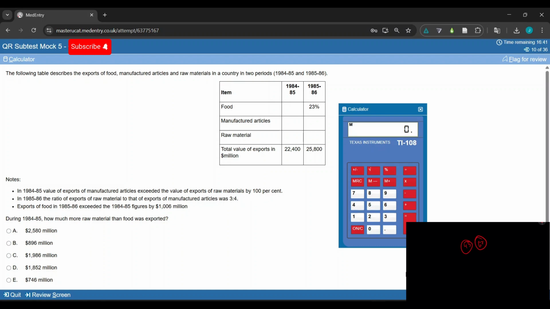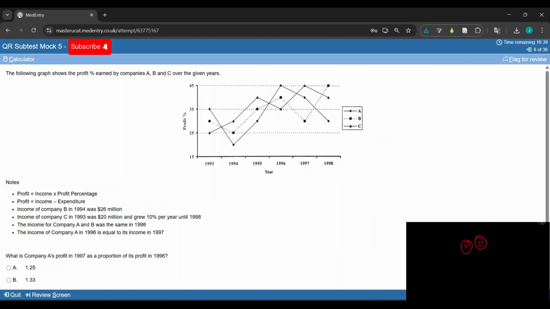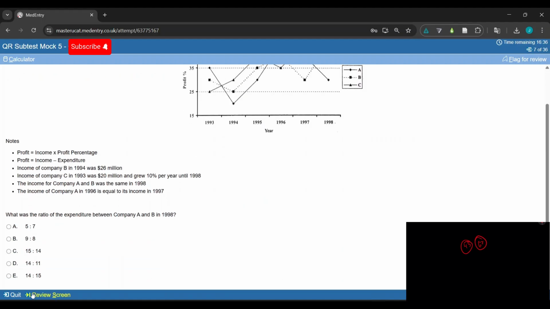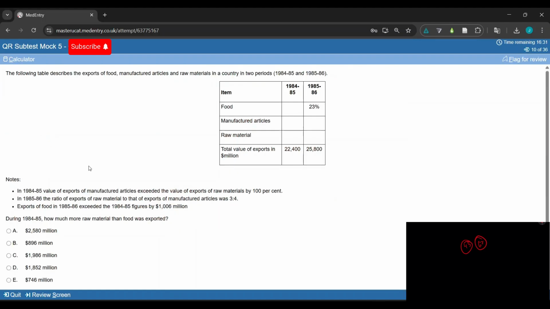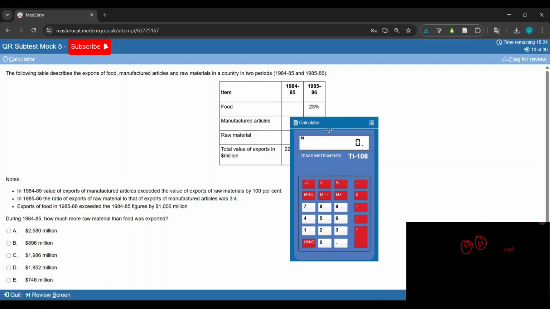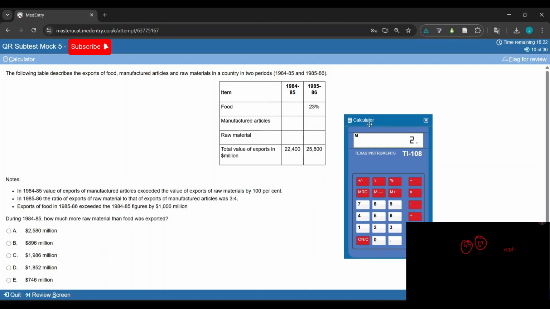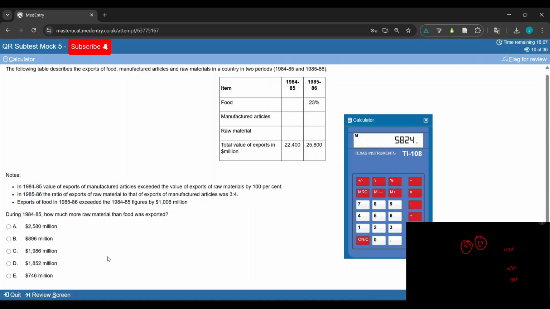To have raw materials by 100%, so that's 3x. So what I need to do here is, if I go back to, I think it was, which question if I just left? Basically, so this is 22% over here. And how much more raw material? So 100 minus 22, divide that by 3. So this is manufactured articles is 52%, and this is 26%. So how much more raw material than food? So this times 22,400. That should have been what the answer was.